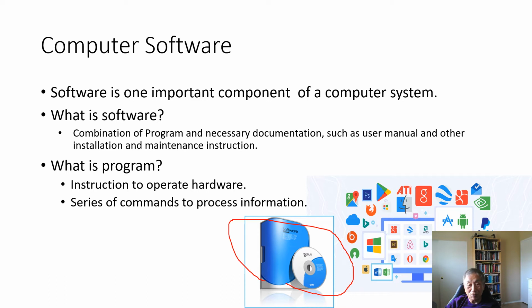And there are so many different kinds of software. The most important part, of course, is the program. This is a CD. These days, not much use of CDs. Most software you are downloading from the web. Still, many software packages are sold with a CD or DVD, and on the DVD there is also software or a running program.